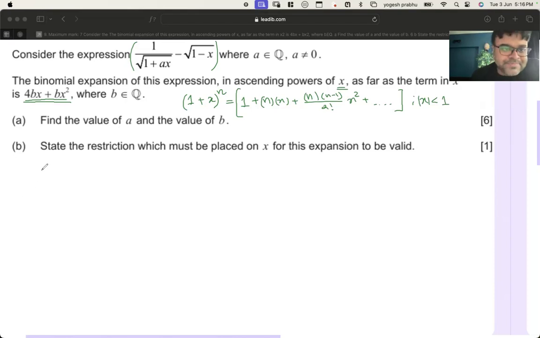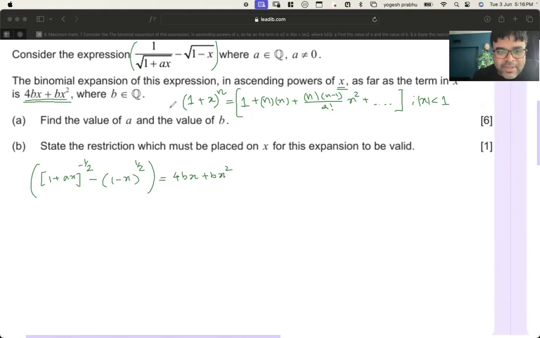Now let's see how we can use it to solve this question. I'm going to write this bracket as (1 + ax) to the power negative 1/2, because there's a square root in the denominator, which is the power half in the numerator, so negative half, times (1 - x) to the power half. And we know that this expansion has to look like 4bx plus bx squared. That is given in the problem.